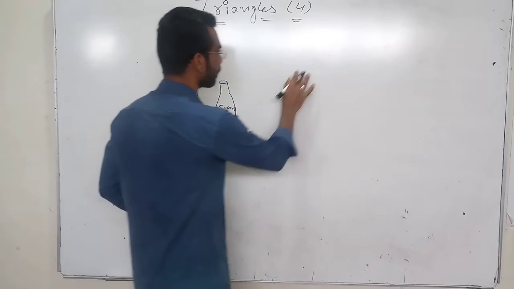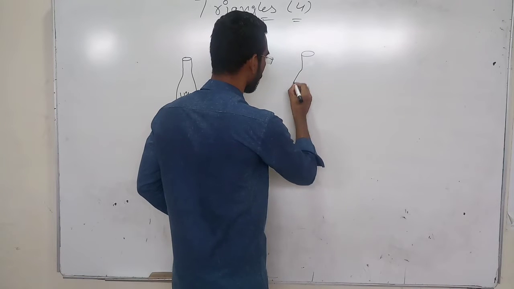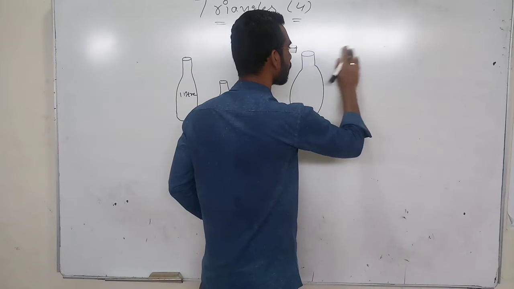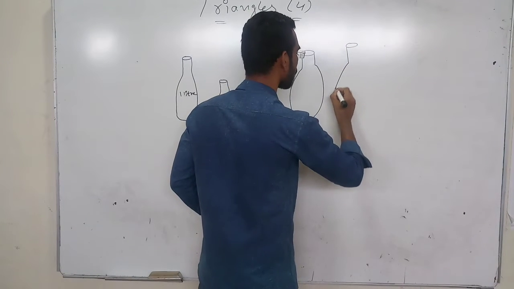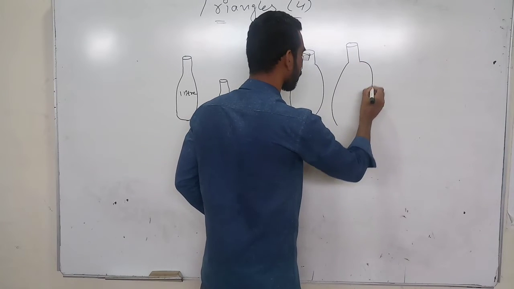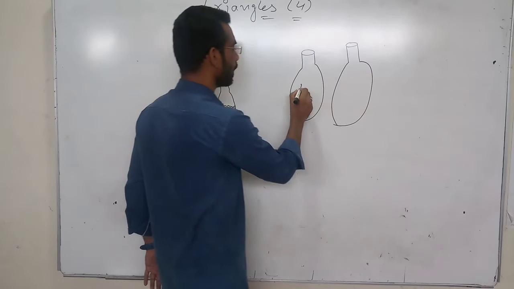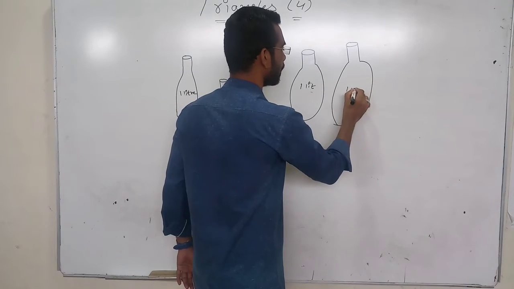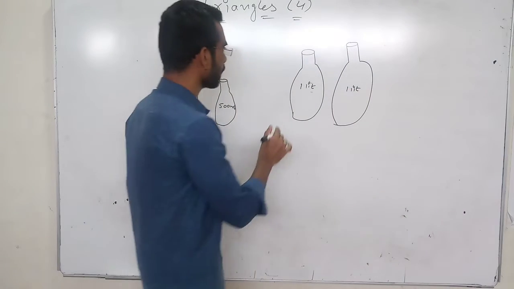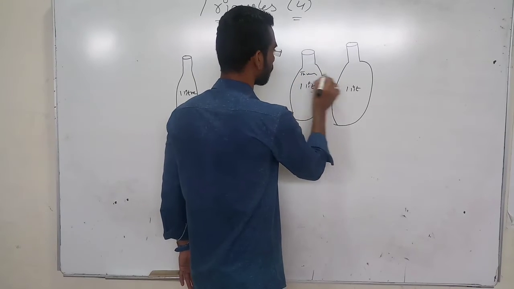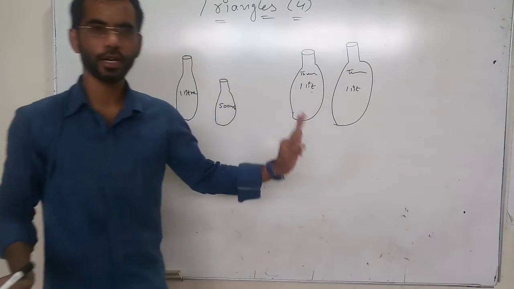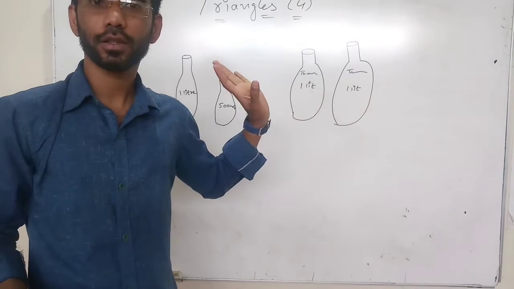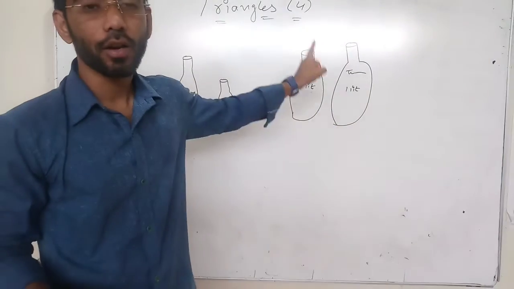But for congruence, if you are taking a 1 liter bottle, the other bottle should be 1 liter only. It should not be less or more. Same company: if you are taking Thums Up, it should be Thums Up only. Quantity should be same, quality should be same, size should be same, and shape should be same. Everything should be the same in congruence.